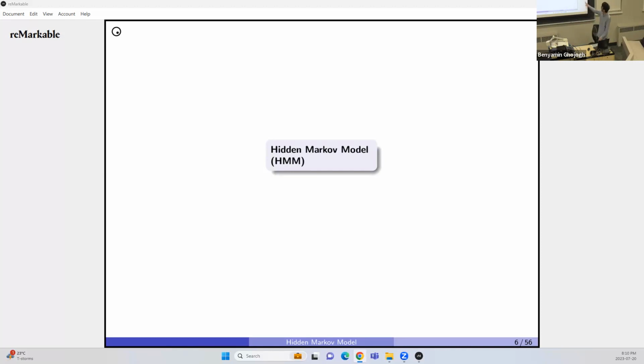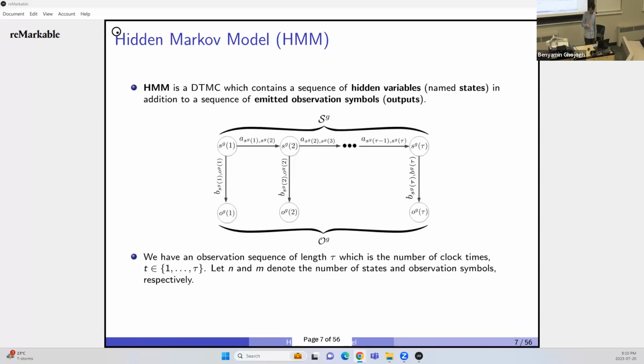Okay, let's continue. Hidden Markov model, or HMM in short. So an HMM is a DTMC. It is a discrete time Markov chain which contains a sequence of hidden variables called states, in addition to a sequence of emitted observation symbols or outputs.